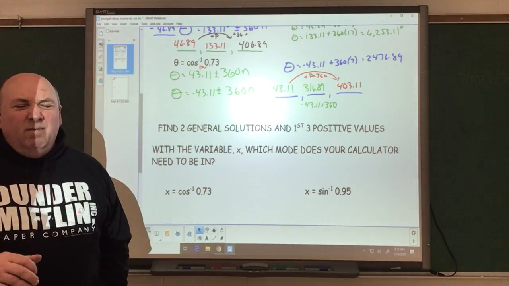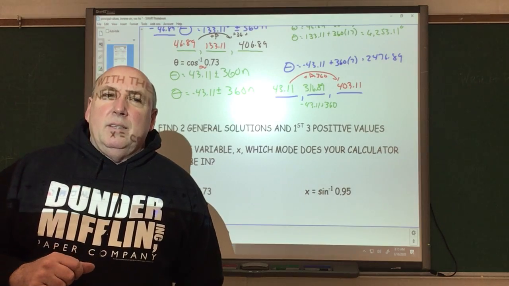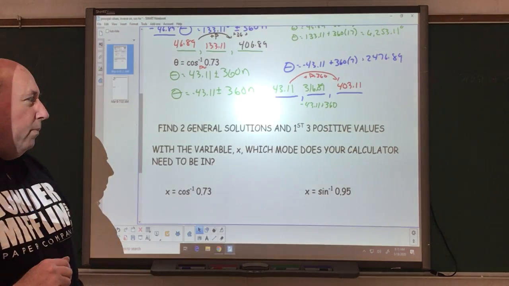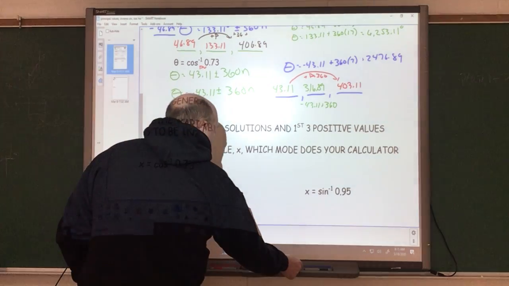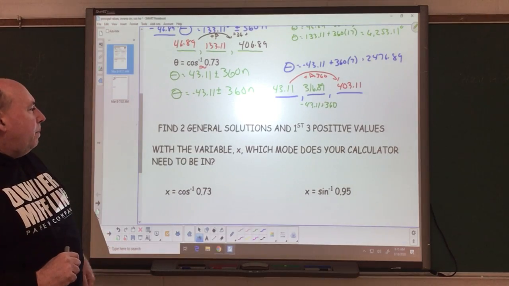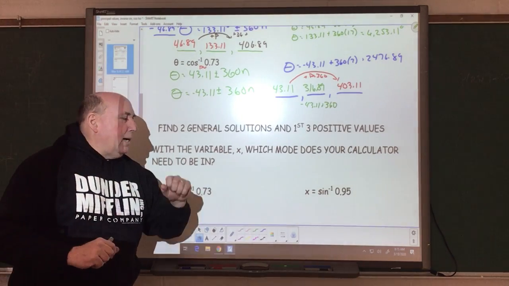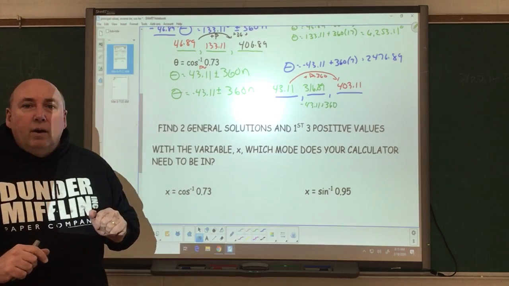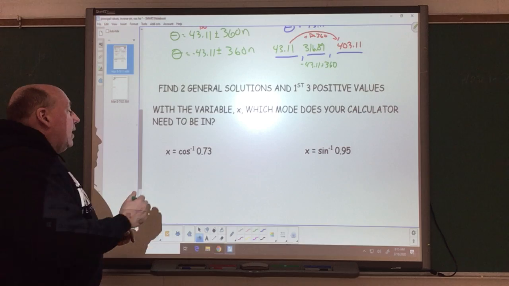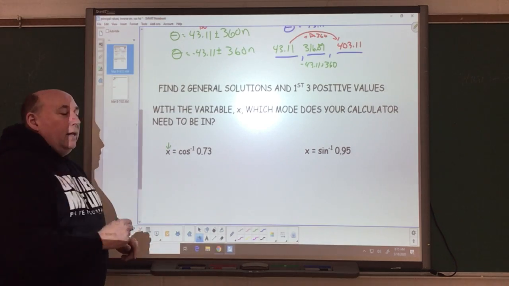Now comes a little bit of a monkey wrench, not a huge one. We want to do the three general solutions. First three positives again, just like we did before. But now we're going to be dealing with the x variable.